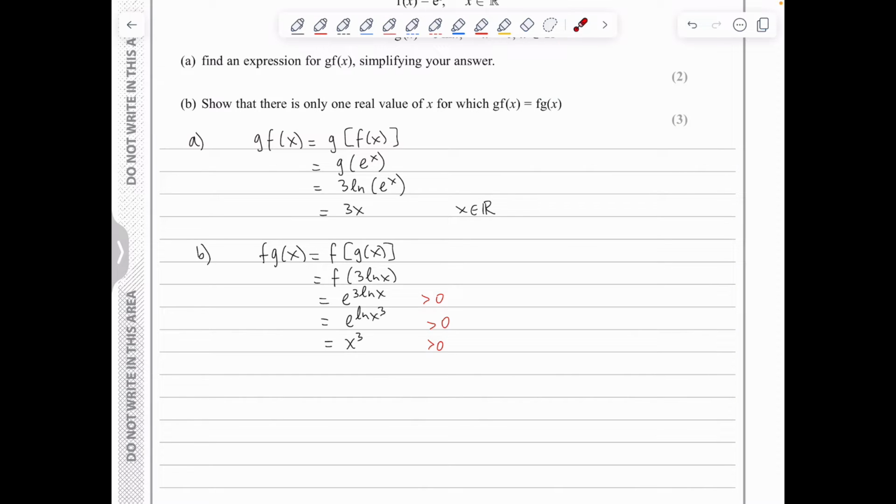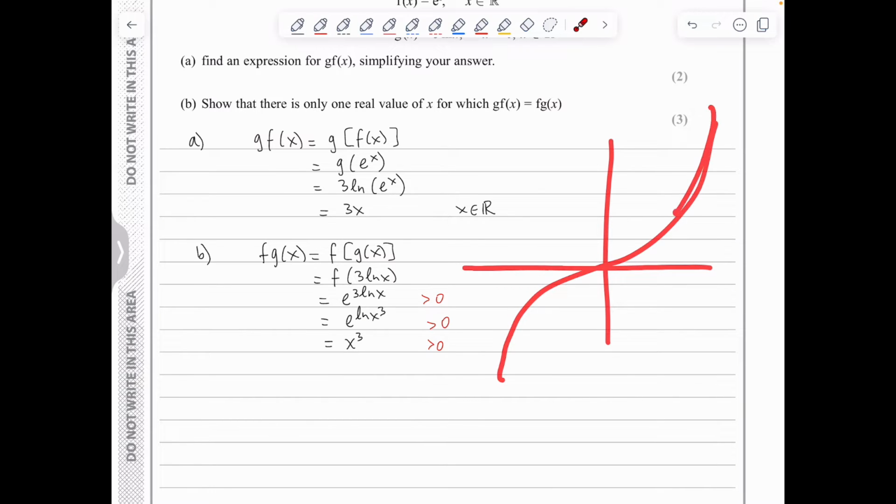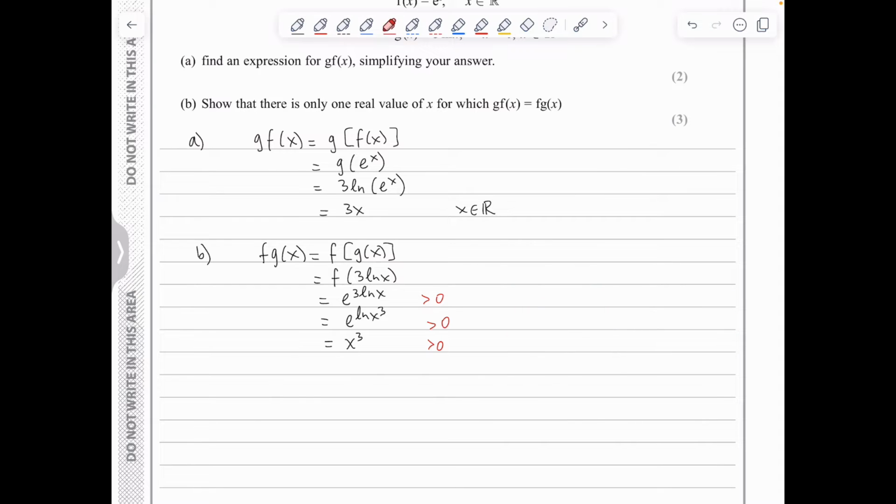So essentially, we are looking at a truncated graph for x cubed. It's not this graph here. It's only this part that gives me positive answers, which means that the domain is x greater than 0. So I will make a note here. I'll need it later on when I solve f of g of x is g f of x.